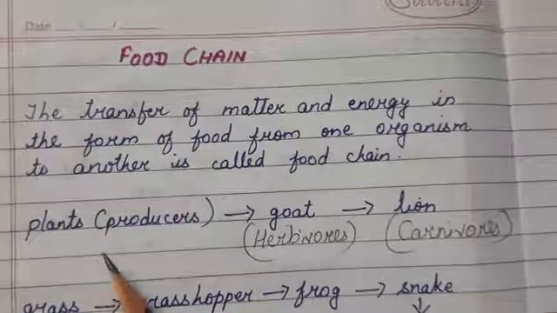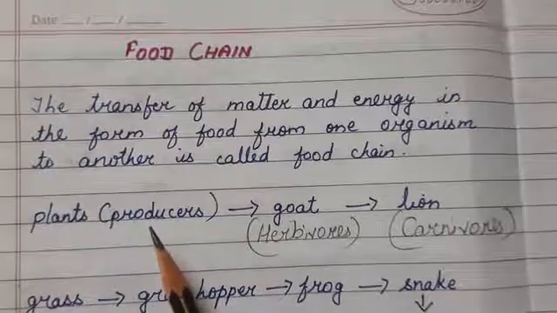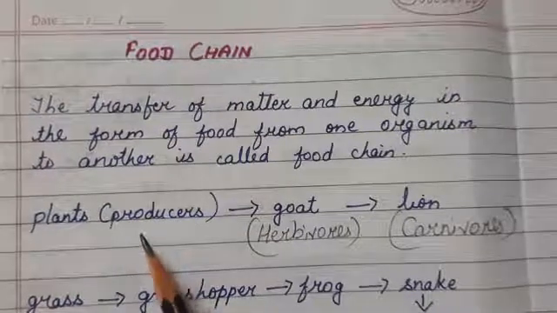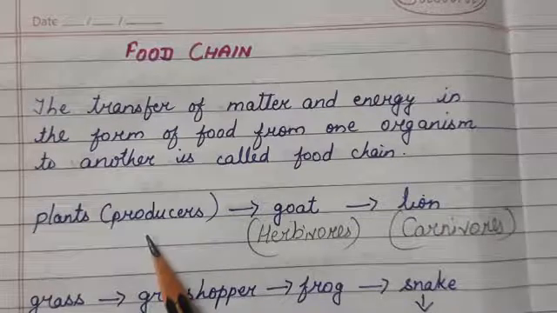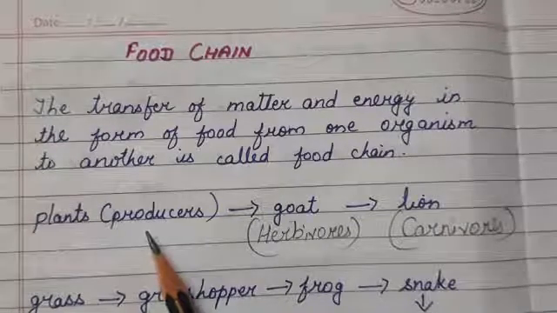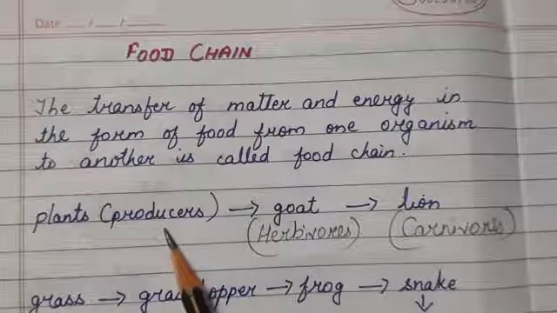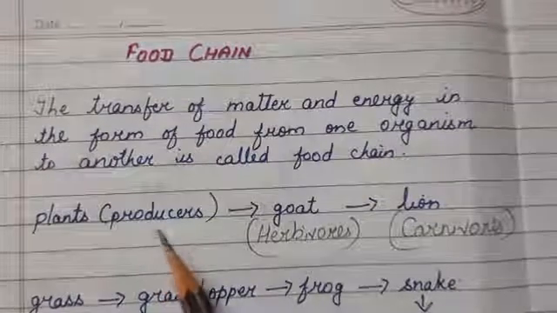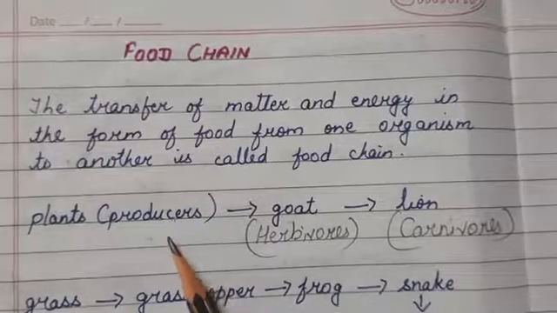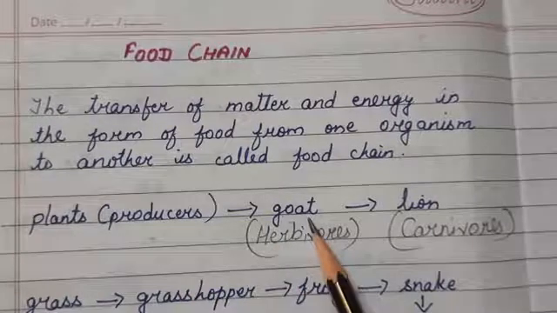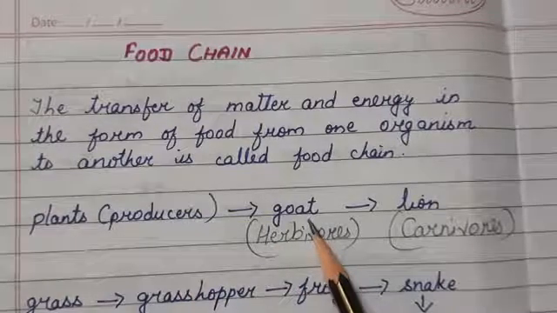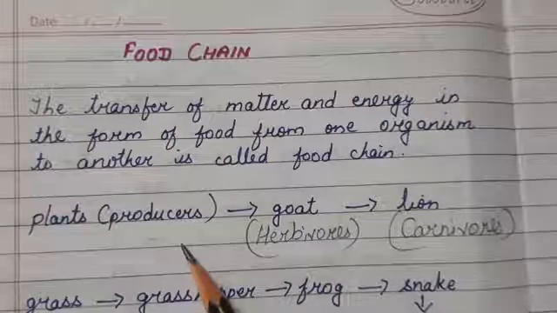See children, you all know that plants are the producers. Why are they called the producers? Because plants produce food for every living organism. It is the plants on whom all living organisms are dependent, whether it is the animals or the human beings. So that is why plants are called the producers.